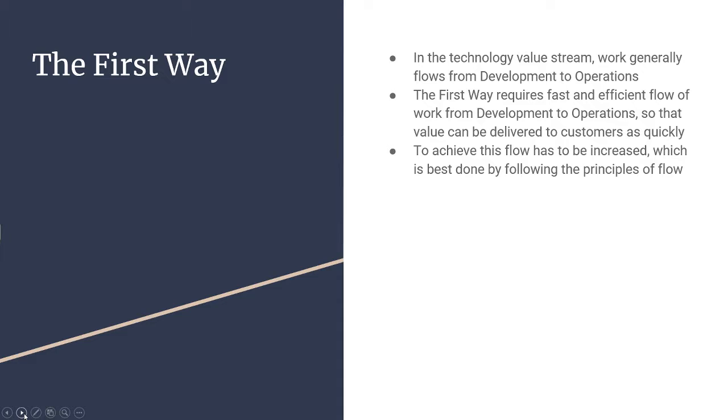The first way is that in technology, the value stream work generally flows from development to operations. The first way requires a fast and efficient flow of work from development to operations, so that value can be delivered to our customers as quickly. To achieve this, flow has to be increased, which is best done by following the principles of flow.